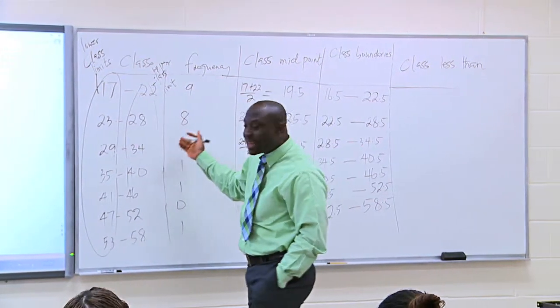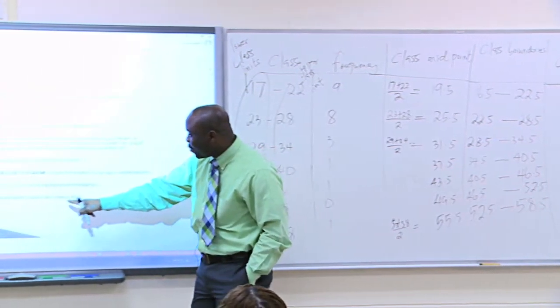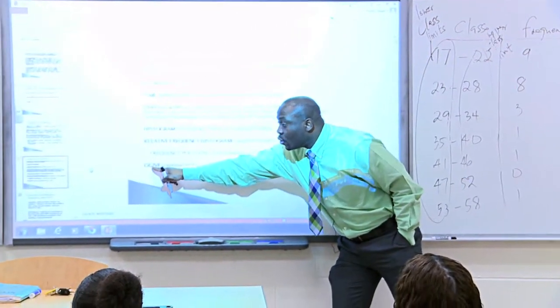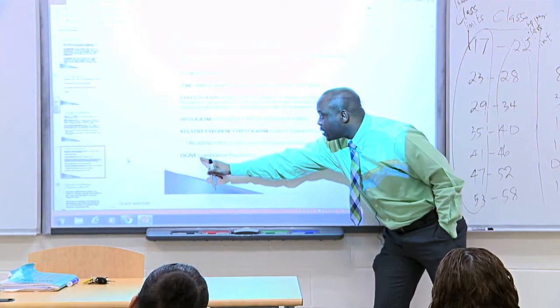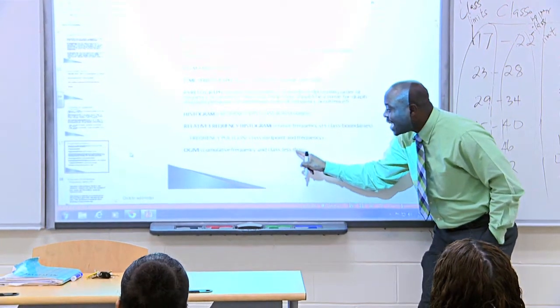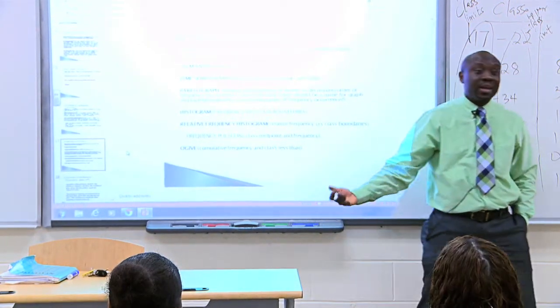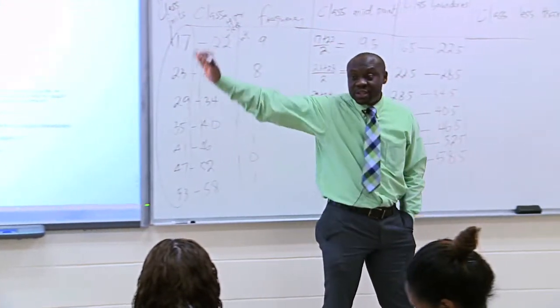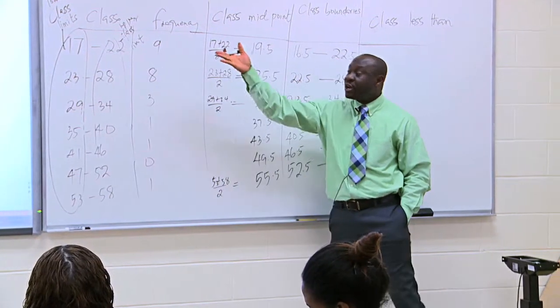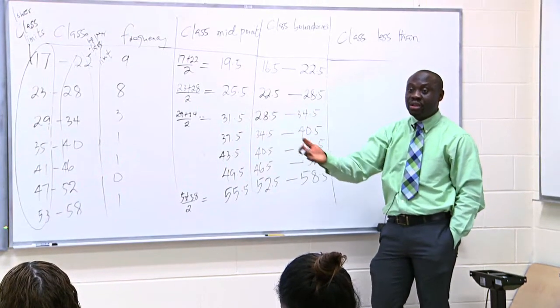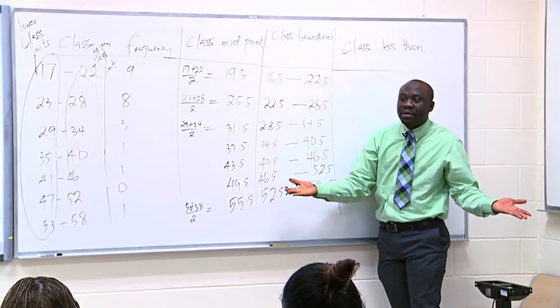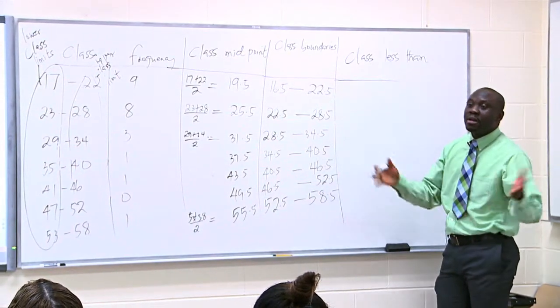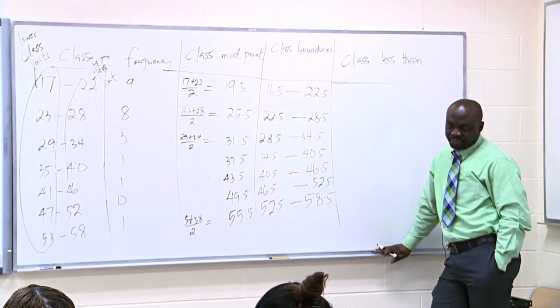Why class less than? Because the ogive can only be graphed using the cumulative frequency and the class less than. So we need to know the class less than. This page is all about graphs. Before you can draw any of these graphs, you need the information. If you don't have it, you can't graph it. So we try to find them first before we do anything.